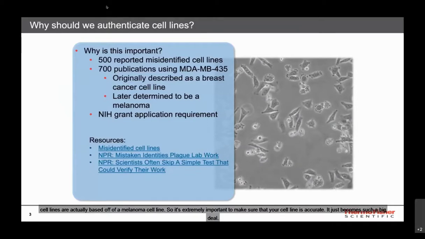It becomes such a big deal that NIH and other granting agencies are making it a requirement that you have a plan for authenticating your cell lines and matching the identity of your human samples over the course of your research.